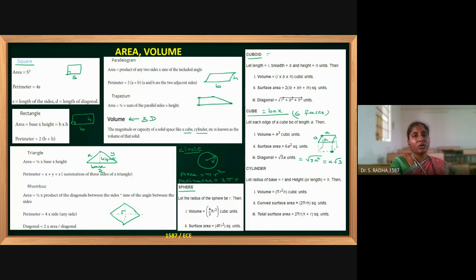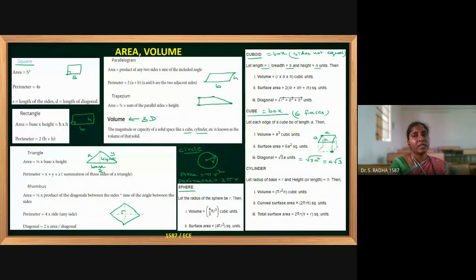Cuboid means it is also a box, but sides are not equal. What are the sides? We have length, breadth and height. In the case of cube, all the length, breadth and height will be equal. But in the case of cuboid, it is also a box, but sides are not equal. We will call them length, breadth and height.